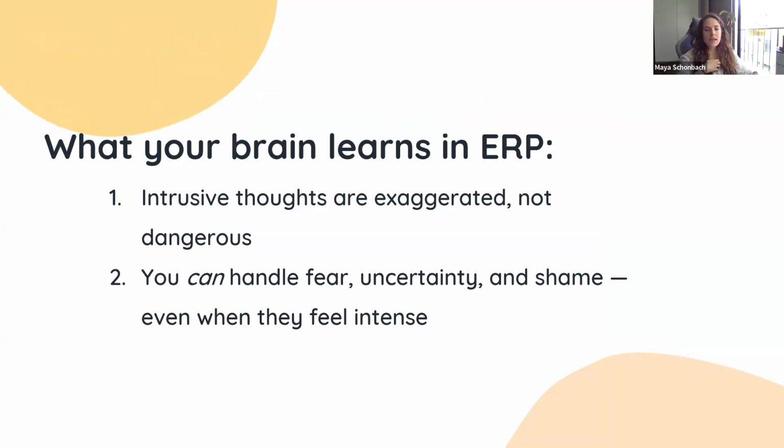Okay, so again, I really can't hammer this home enough: what your brain learns in ERP is even more important than having your anxiety go down to zero, or not zero, but reduce. It's what your brain is learning. So first, your brain starts to recognize that these intrusive thoughts are exaggerated, they feel real, but they're not dangerous. And then second, you prove to yourself that you are able to handle difficult emotions like fear, uncertainty, shame, that they feel intense, but they don't control you and they aren't harmful. Again, that's really the power of ERP, that you're basically retraining your brain to see the situation in a more accurate way.